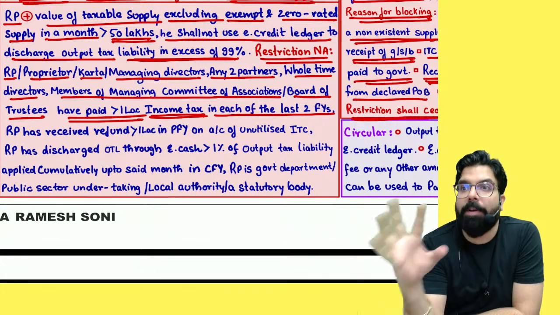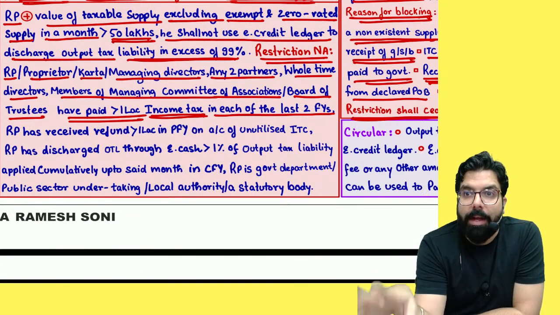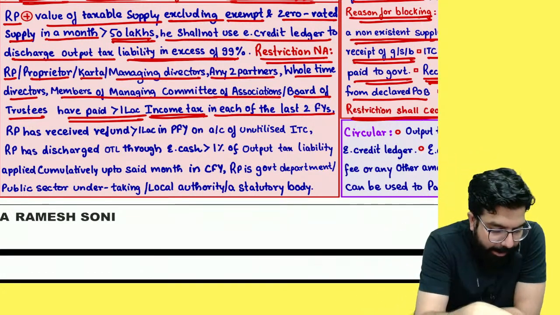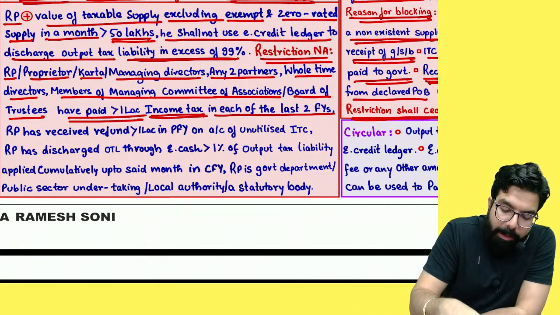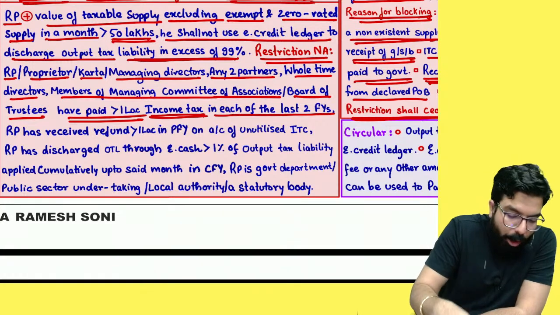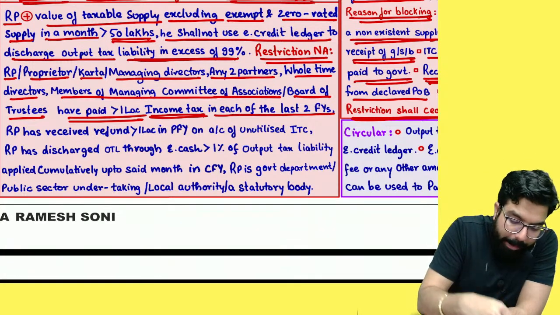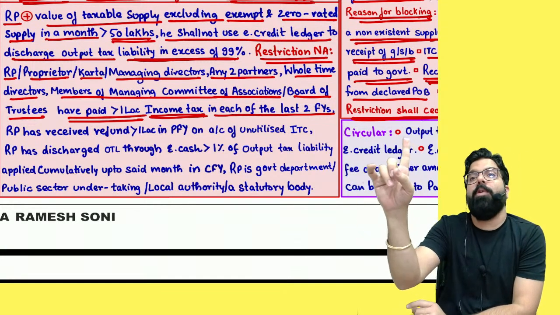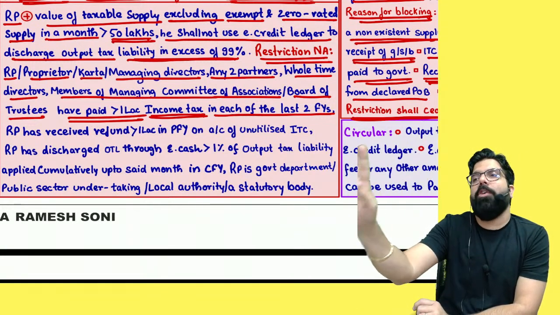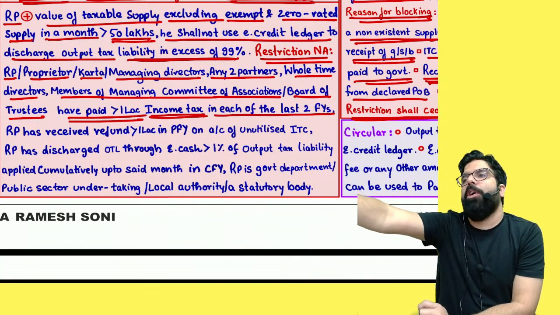Either you are the registered person or you are the Karta in case of HUF, then proprietor in case of proprietorship firm, managing director, any two partners of a partnership firm, whole time directors, members of a managing committee of association or board of trustees, and you have paid more than how much, everyone? 1 lakh rupees income tax. Then the government is telling this restriction is not applicable on you.